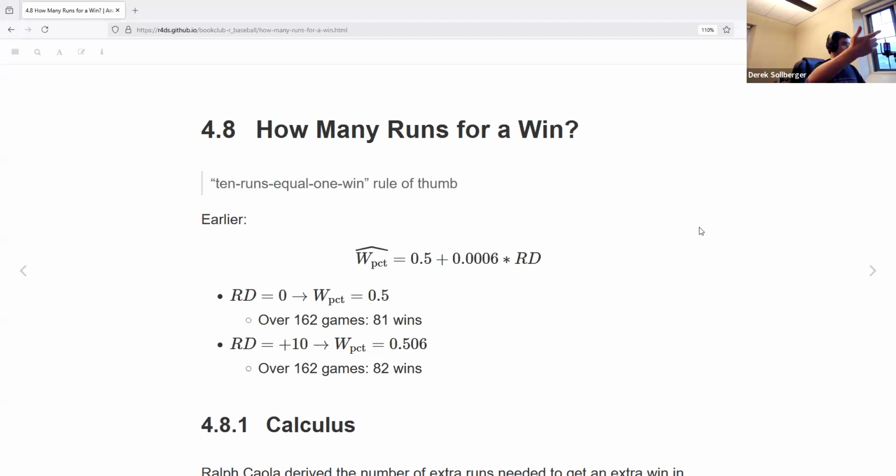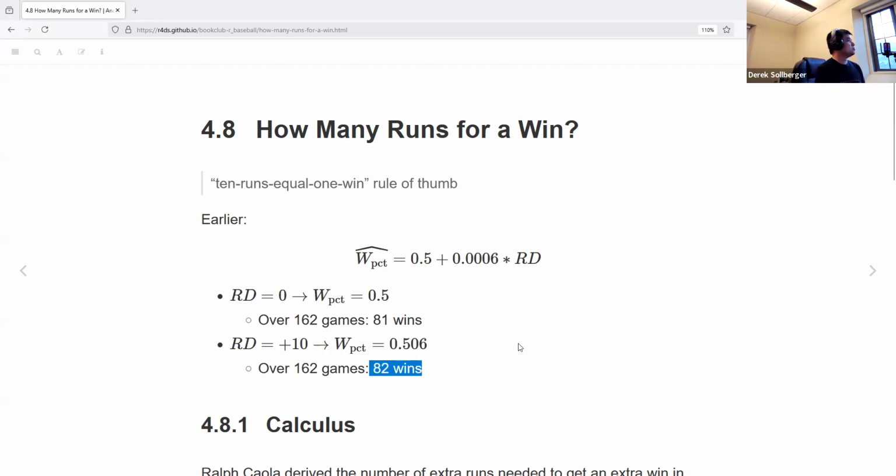And we saw that earlier with the linear regression models, in particular this one, talking about run differential and win percentage. That's what we did when we plugged in the numbers. If we plugged in a run differential of positive 10, we got 1 more win out of it.